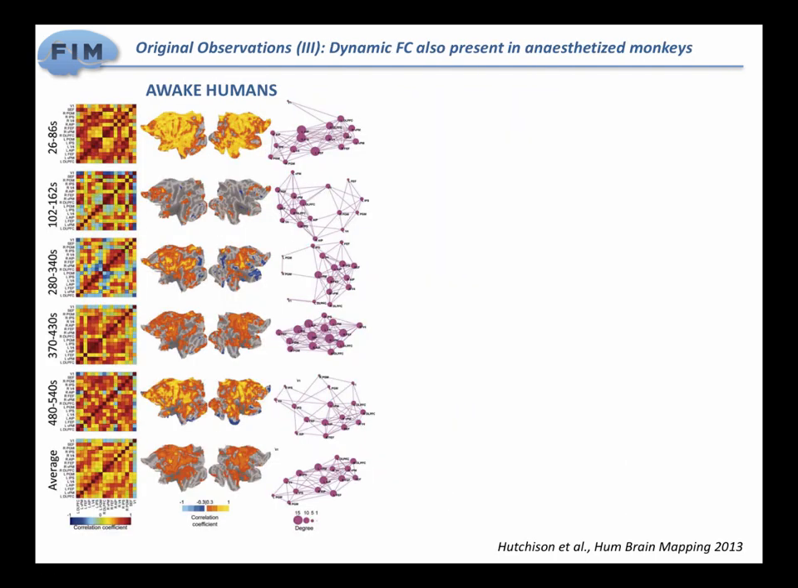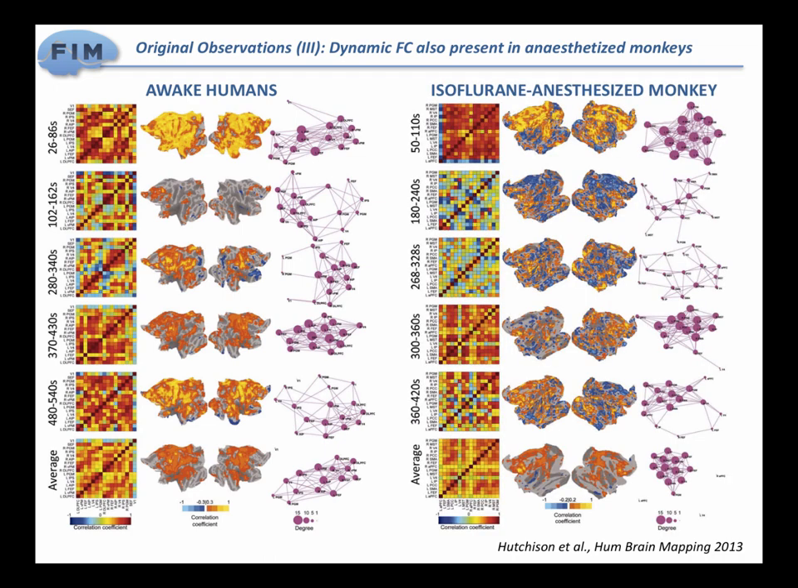Some of the studies that looked at this dynamic behavior, which was originally observed in awake humans, also decided to see whether it was present in anesthetized animals. The idea potentially being, well, if it's present also in anesthetized animals, then it's harder to make that direct connection with cognition. And in the original studies, they saw that there was still dynamic behavior present.